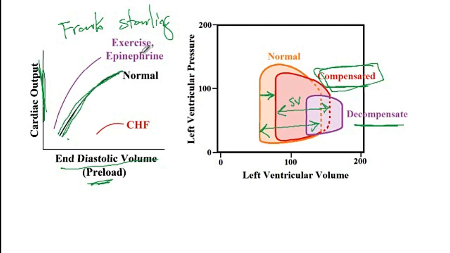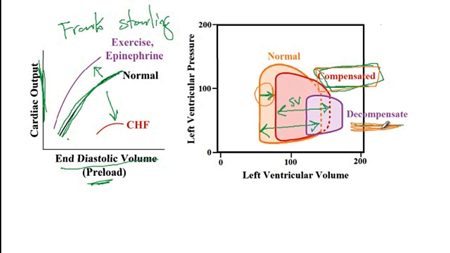There are conditions like exercise and epinephrine that will push the curve up, and there are conditions like congestive heart failure that will push the curve down. And so with compensated left ventricular heart failure, since there is a moderate increase in the preload, there would be an increase in the stroke volume as well, because there is now increased force of contractility. And so that's how it will compensate for this decrease in its initial contractile force.